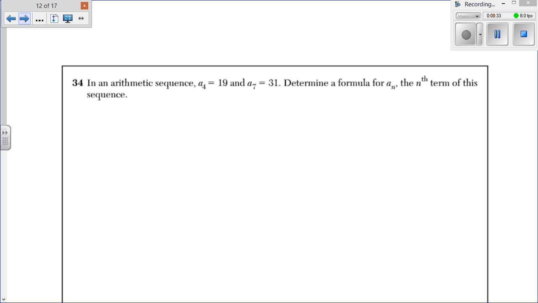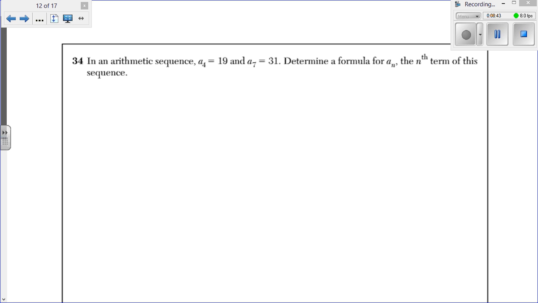Thirty-four, an arithmetic sequence. The 4th term is 19, the 7th term is 31. Determine the formula for a sub n, the nth term of this sequence. So if I have 1, 2, 3, 4 is 19, 5, 6, 7 is 31. I need to figure out, since it's arithmetic, what my common difference is.